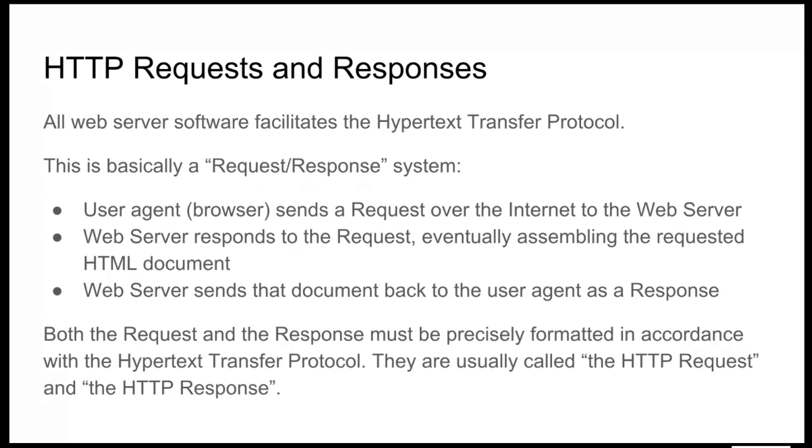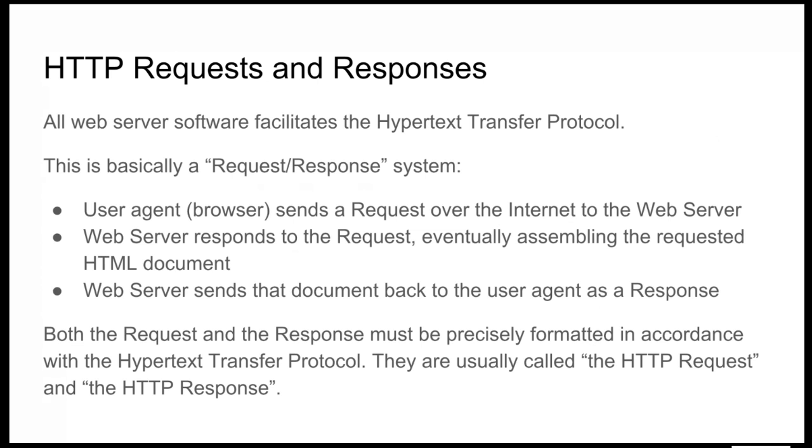Now we're going to get a little more mechanical into how the web works. We're going to look at the Hypertext Transfer Protocol and how it does what are called requests and responses. That web server software that's on that server is there to facilitate this protocol, this formal agreement on how to format and exchange specific data. And the way this works is basically a request-response system. You can see the user agent, also called the browser, like Chrome or whatever, sends a request over the internet to the web server. That web server responds to the request, eventually assembling the actual requested HTML document, and then that web server sends that document back to the user agent, the browser, as a response.